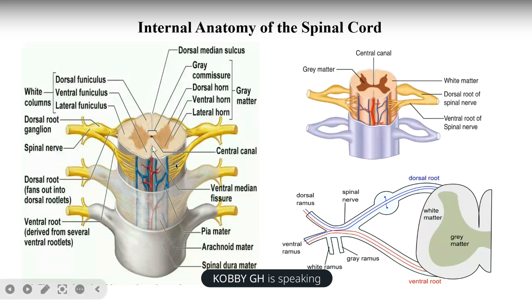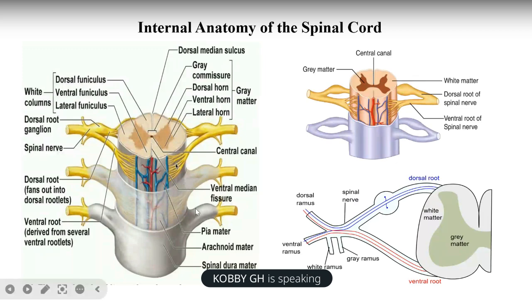So you can see a fissure over here. A fissure is more like a depression, a line of demarcation. So at the anterior part of the cross section, we have the ventral median fissure. Then if you go to the posterior part, we have the dorsal median sulcus. Is that okay? So over here too, there is a demarcation, but the one at the posterior side we call the sulcus. So the dorsal median sulcus.